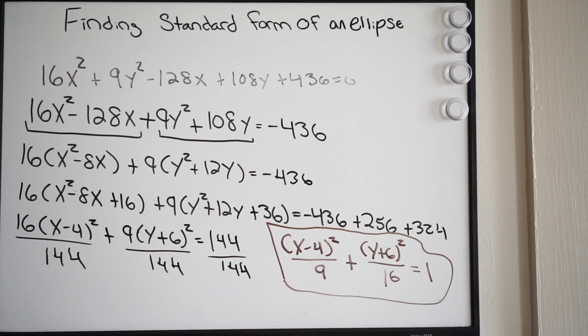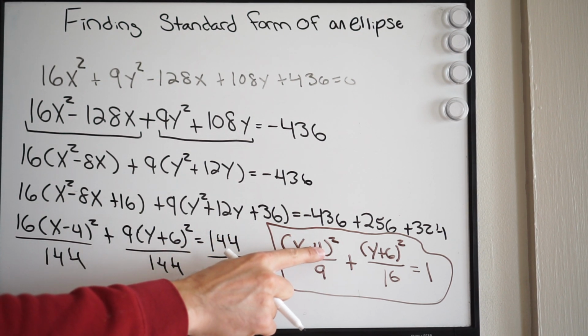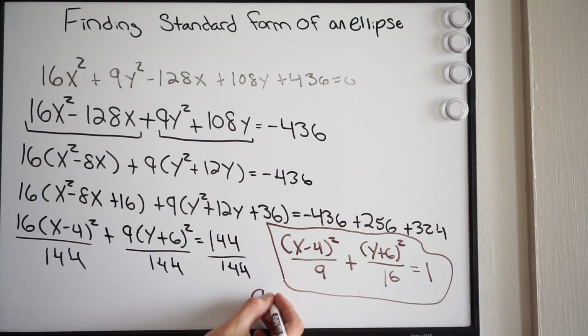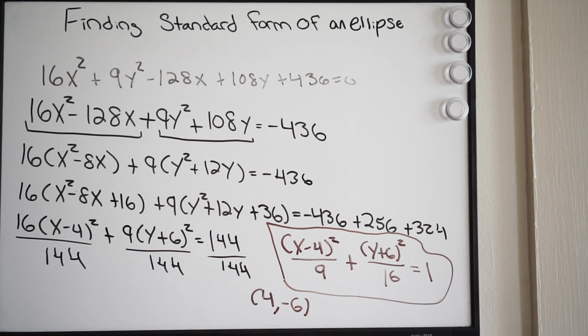All right? We also know the center. Again, our center will be h, k, right? So if we pull that out, it will be 4, comma, negative 6. That will be our center. Okay? And this problem is now complete.